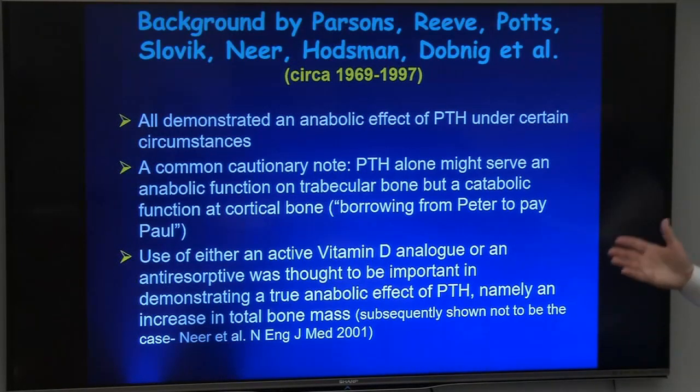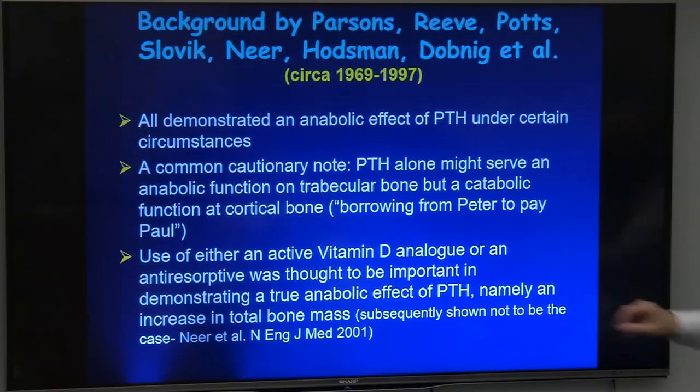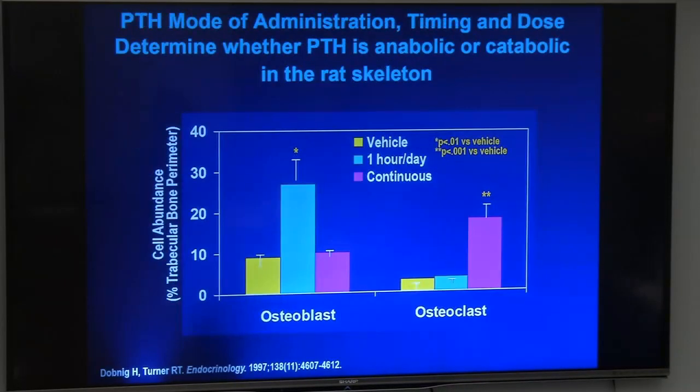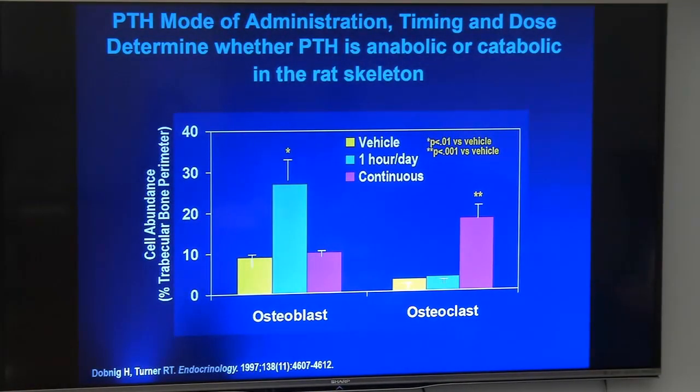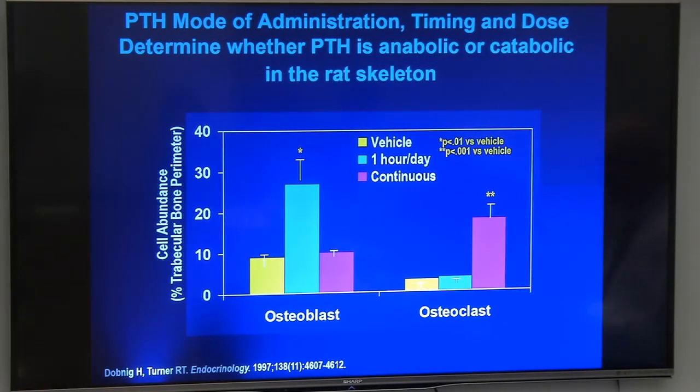The antiresorptive, obviously, would block bone resorption and allow PTH to be more bone forming. And the idea of the vitamin D analog was to enhance calcium absorption. So you provide more calcium and kind of stack the deck in favor of getting calcium into bone. But Bob Neer, in the famous paper published in the New England Journal in 2001, used teriparatide alone, without an antiresorptive and without active vitamin D. And he showed pretty profound effects. But let's get back to the theory about under what circumstances PTH would be good for bone.